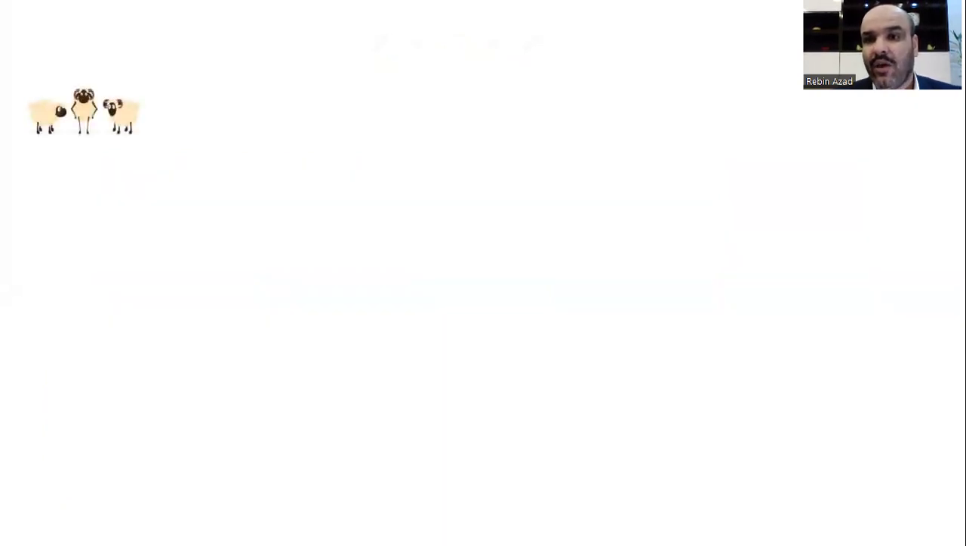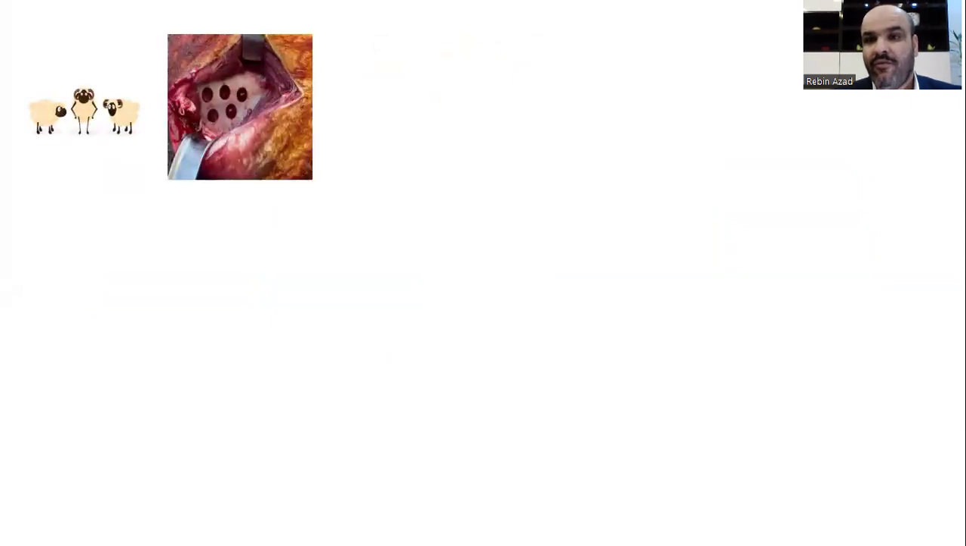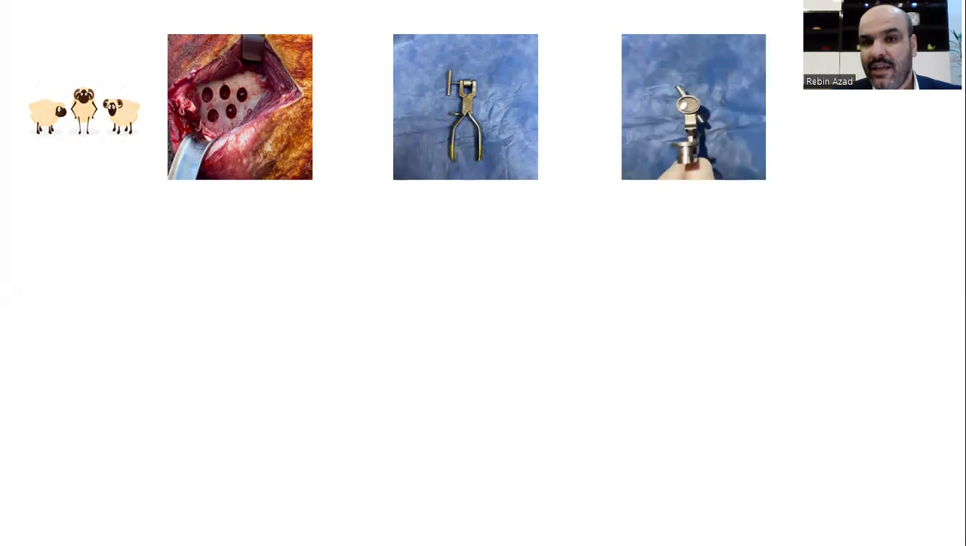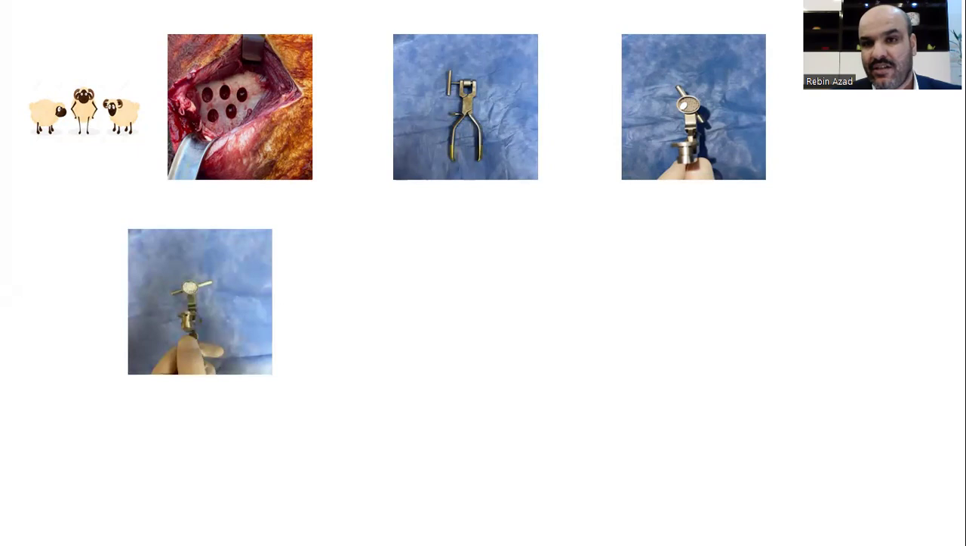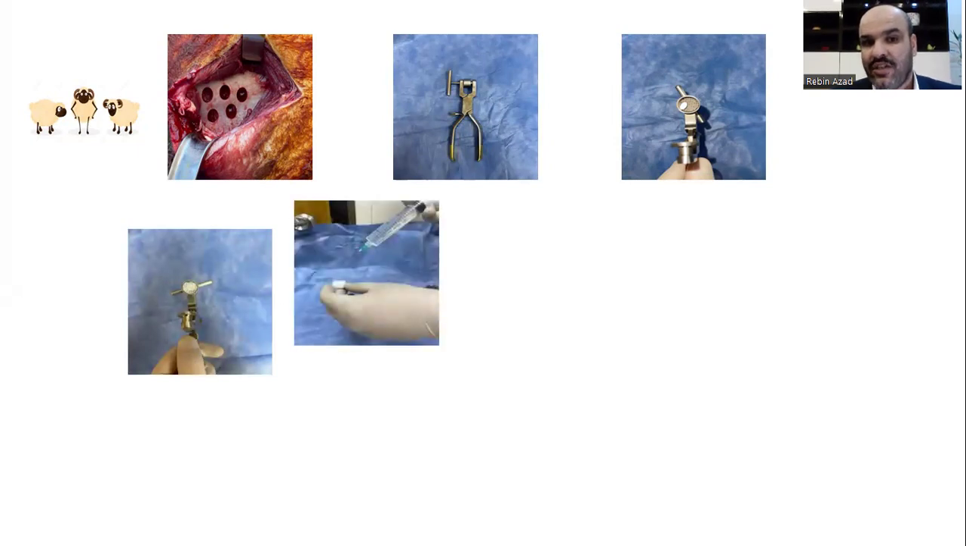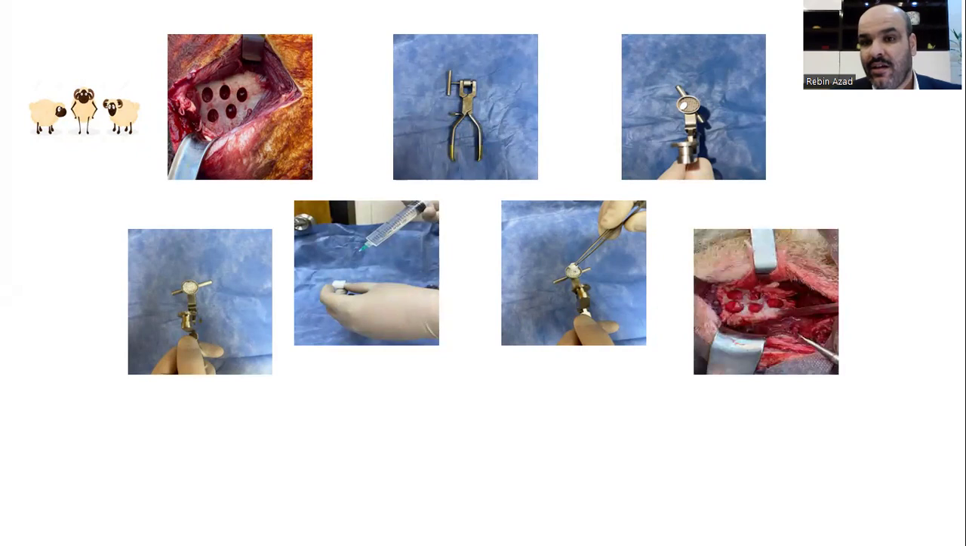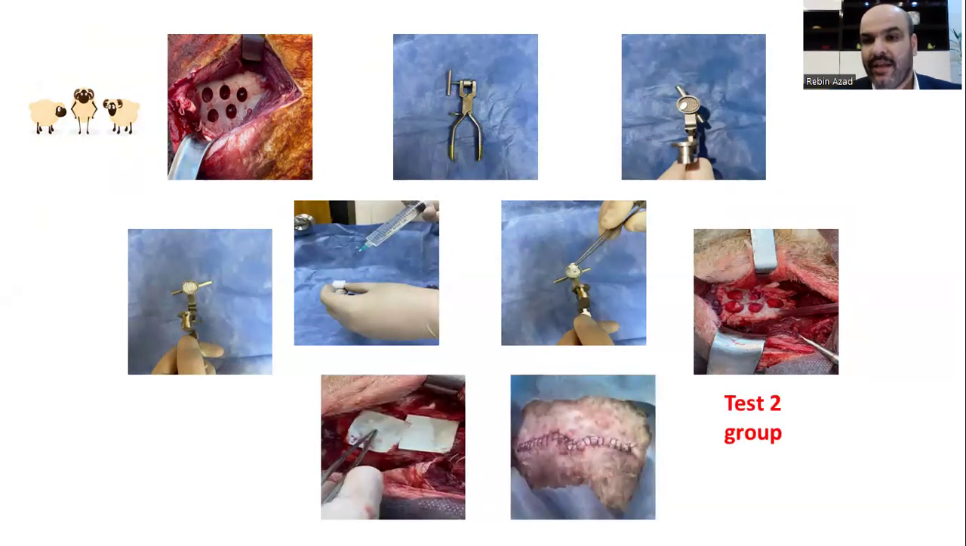For the other 3 sheep, after incision and reflection of the flap and exposing of the iliac bone, 5 defects were created. Then we used 10 milligrams of simvastatin, crushing the tablet and moistening the gel foam with normal saline, and then placing the crushed simvastatin inside the defect with the gel foam, and then placement of the membrane and suturing. This group is known as test 2 group.